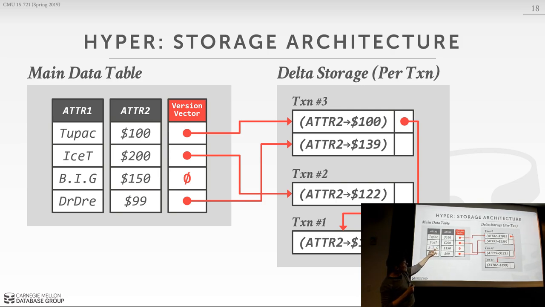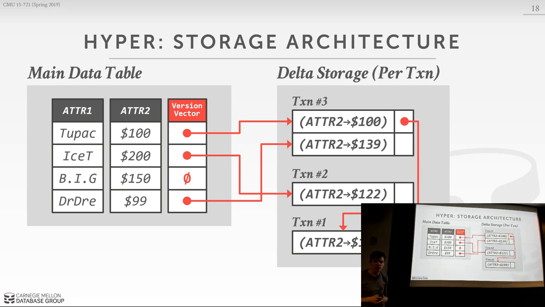So Biggie here, the version vector is null. That means the committed version is exactly here in the main table space. If it's not null, then this is uncommitted. If it is null, then it's committed.